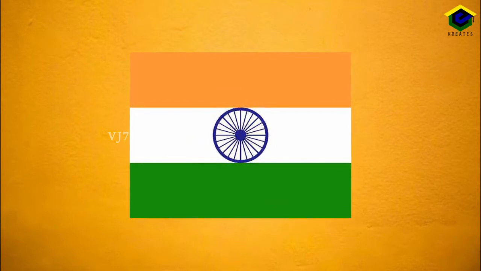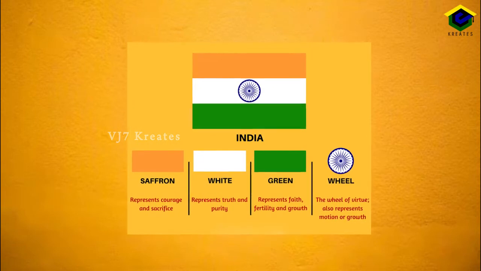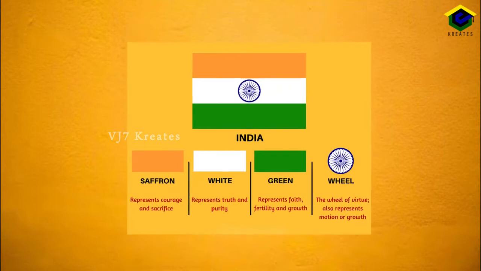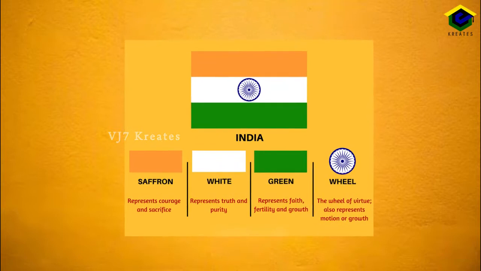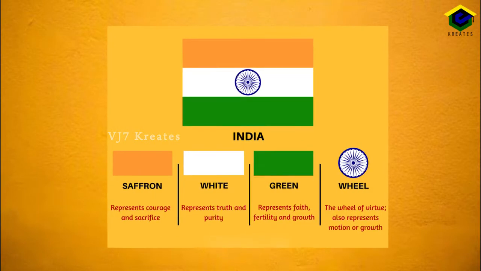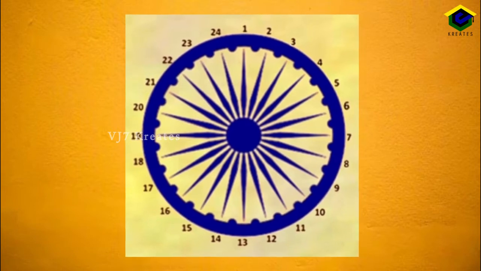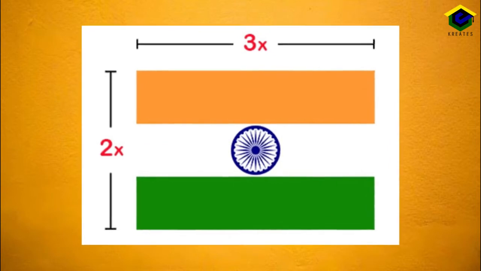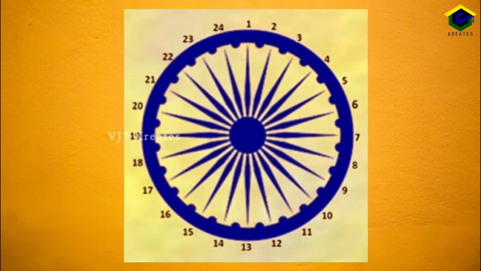The three colors are of the same width and arranged horizontally. The saffron at the top represents valor and sacrifice. The green at the bottom represents fertility and prosperity. The white band in between represents honesty, peace, and purity. The Ashoka Chakra or the wheel in navy blue represents truth and peace. Our national flag's length and width proportion is 3:2, and the Ashoka Chakra has 24 spokes in it.